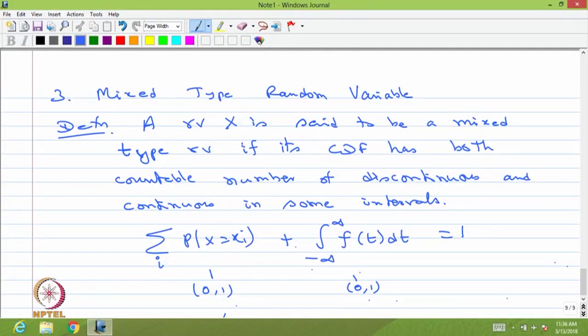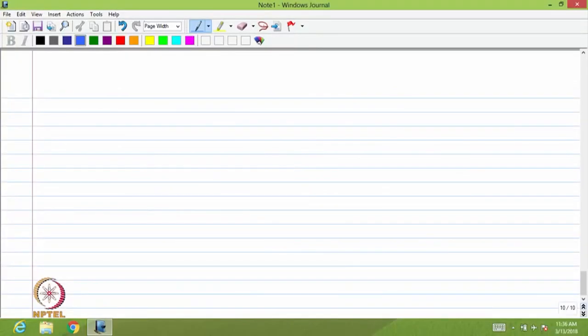So I am going to give one simple example. Through that example, you will understand what a mixed type random variable looks like. The way I started today's class, I gave 5 different CDFs in the previous class. Out of those 5 different CDFs, a few are going to be discrete type, a few continuous type, and a few mixed type. So I am going to give the example for the mixed type random variable. Only one example I am going to introduce for this mixed type random variable.